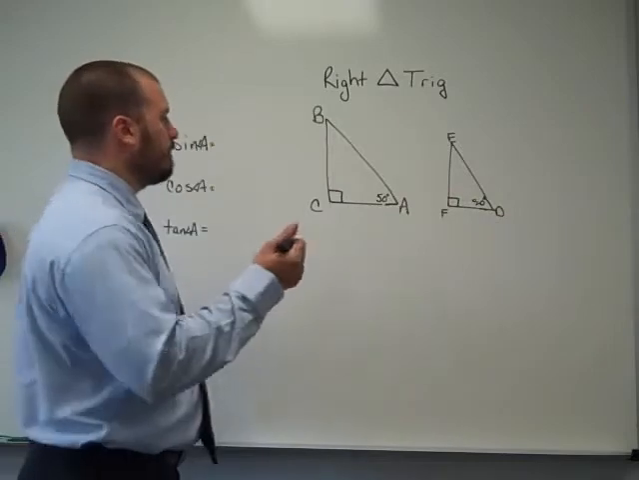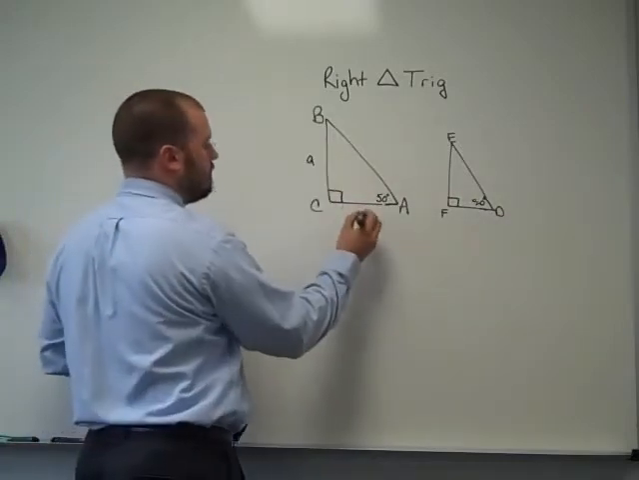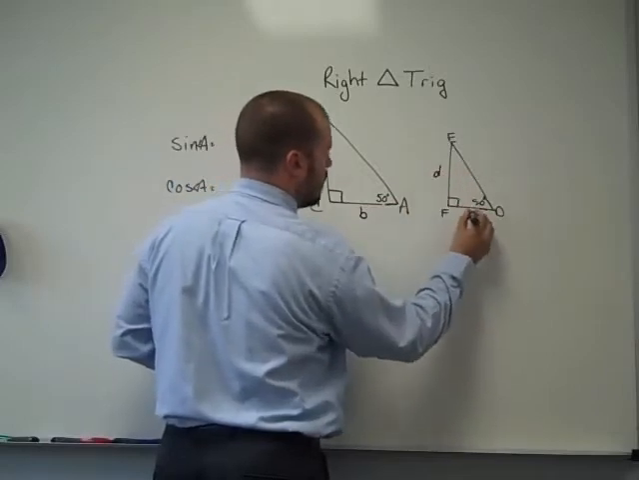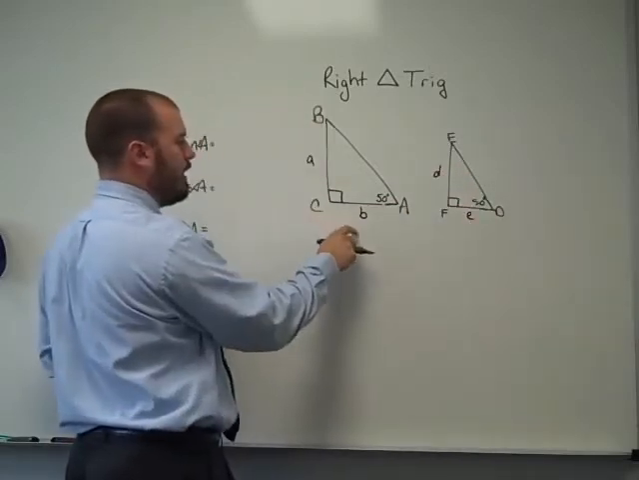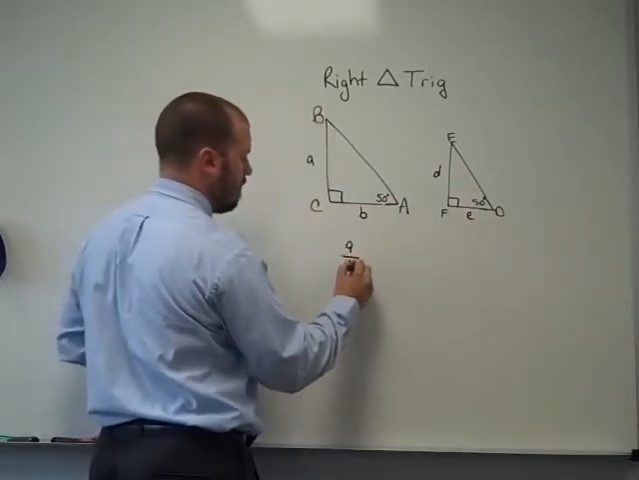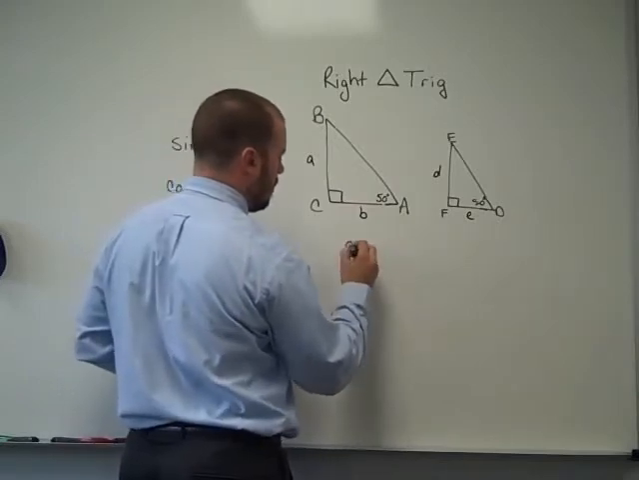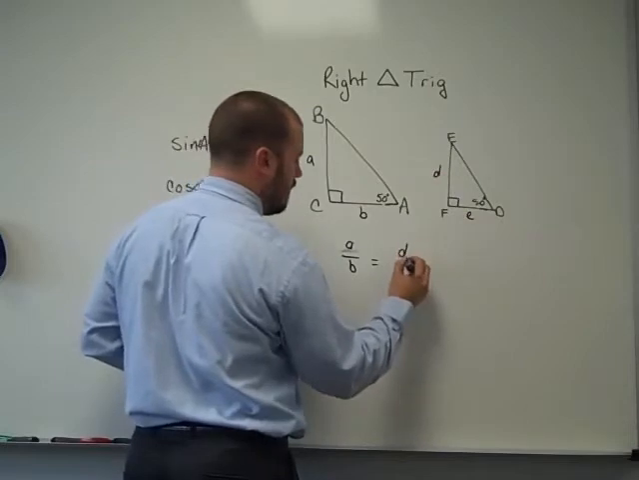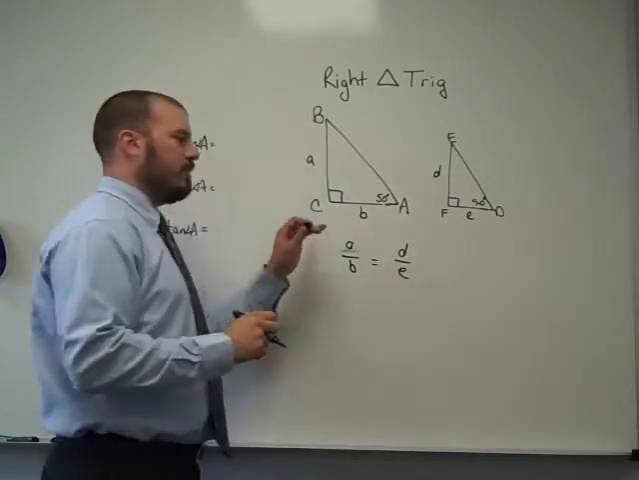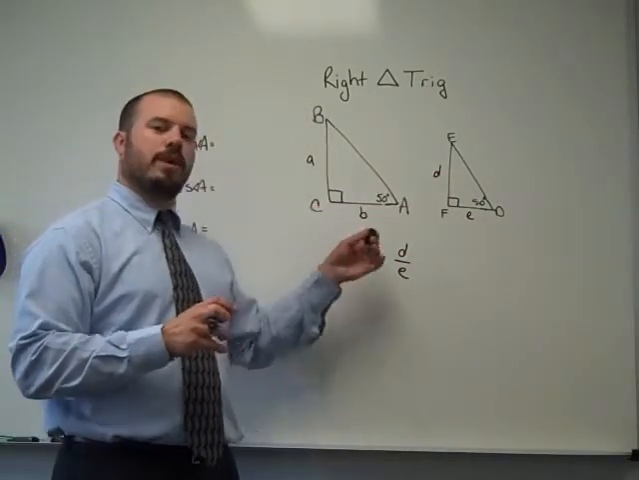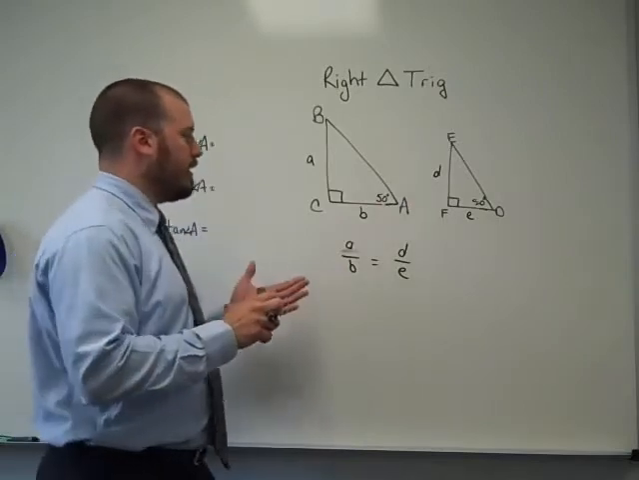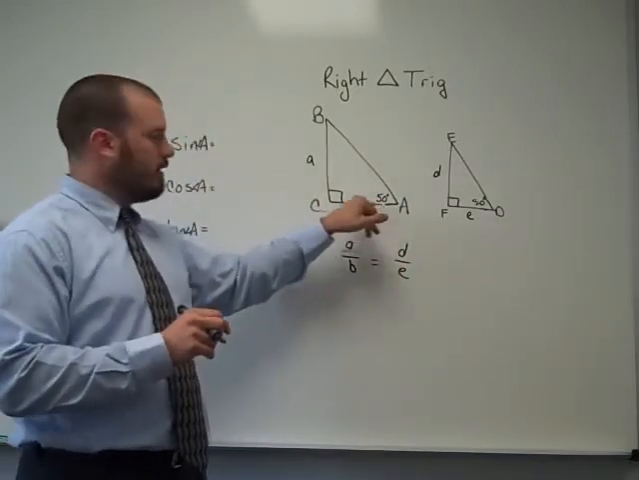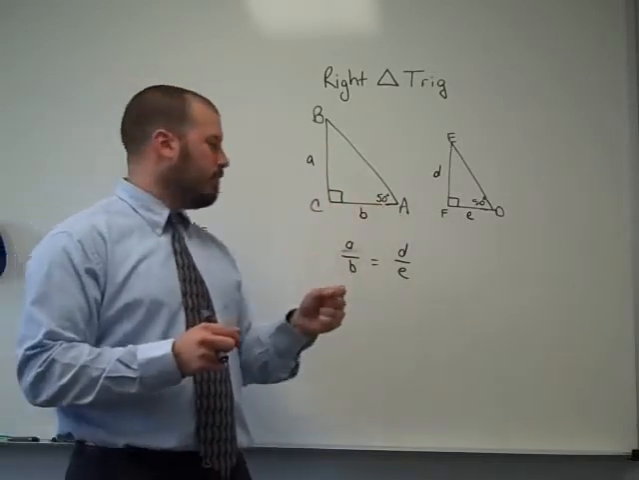So for example, the ratio of side A over B would be equal to the ratio of side D over E, because in similar triangles, the ratios of corresponding sides are equal. Now this idea holds true for every triangle that has a 50-degree angle and a right angle. All of them would be similar.